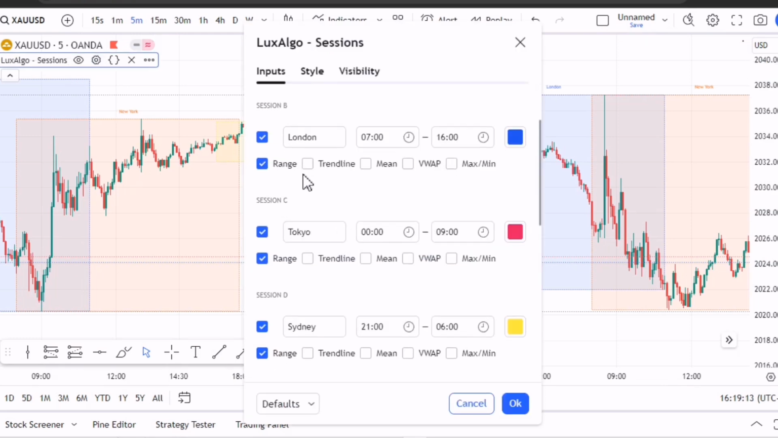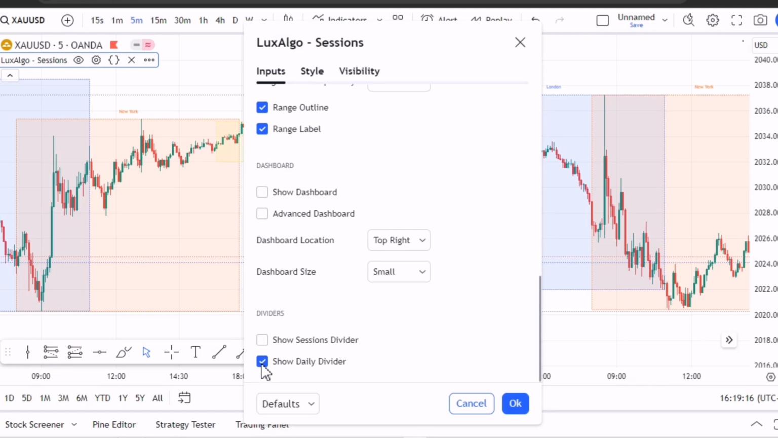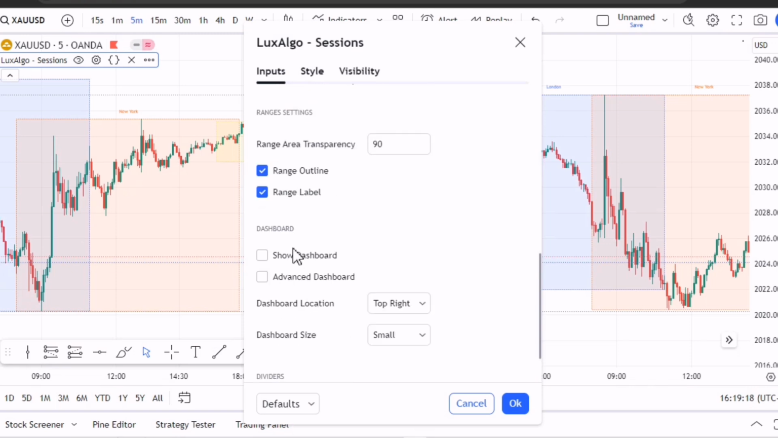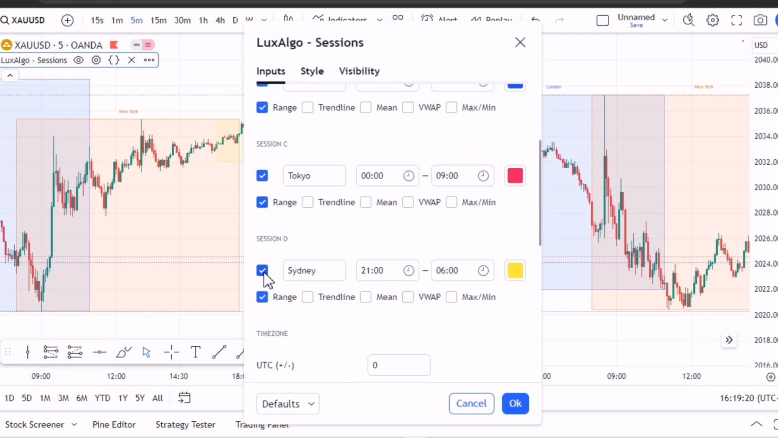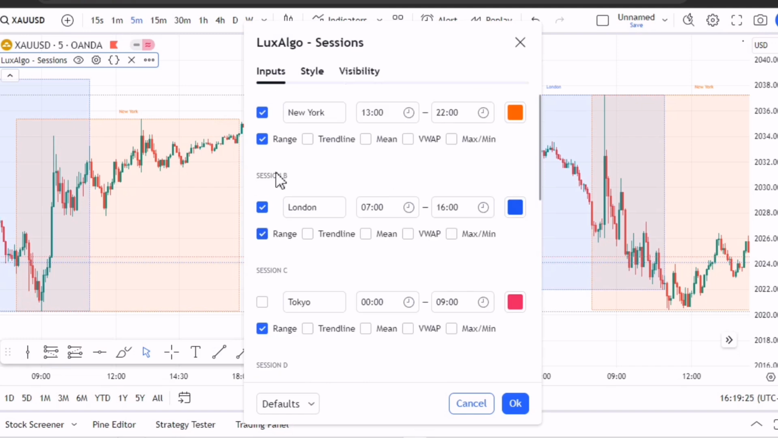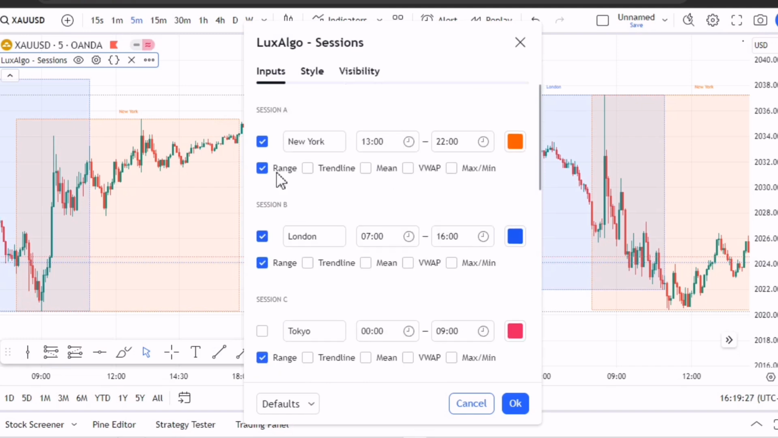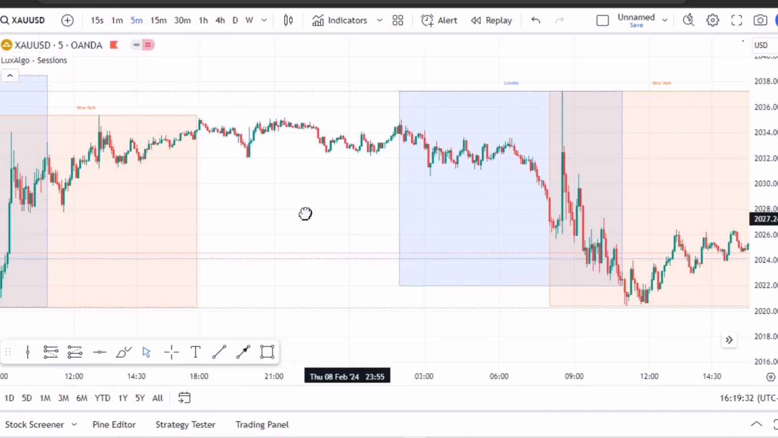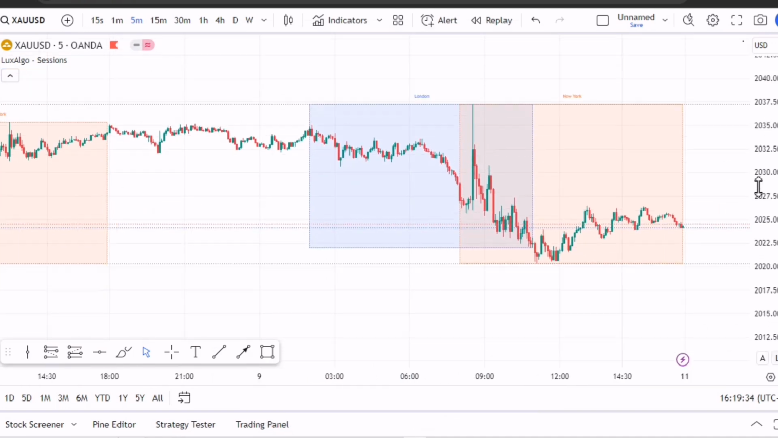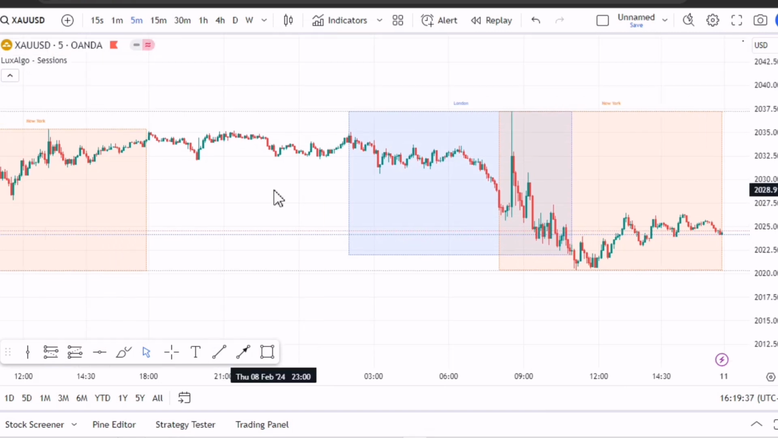Go to the settings of the indicator, scroll to the bottom. I don't want the daily divider, so leave that. Let me remove Sydney, let me remove Tokyo. I'm going to need the London session and the New York session. This is what we're going to observe, because we're not going to be using trend lines. We're not going to be using chart patterns. We're going to keep things as simple as possible.